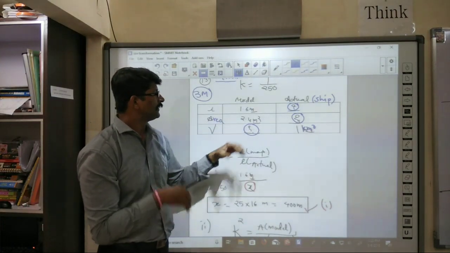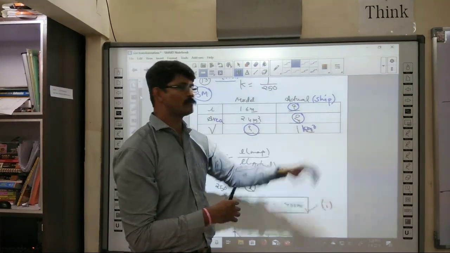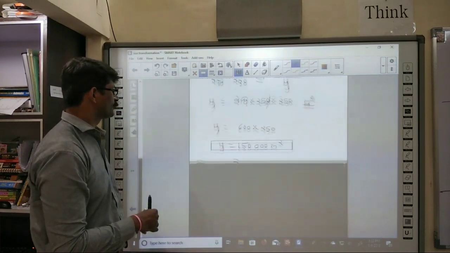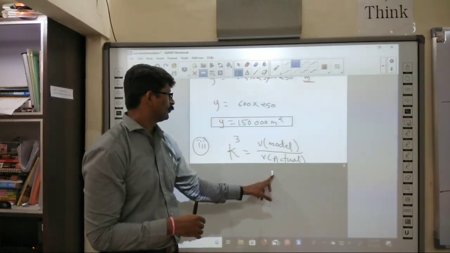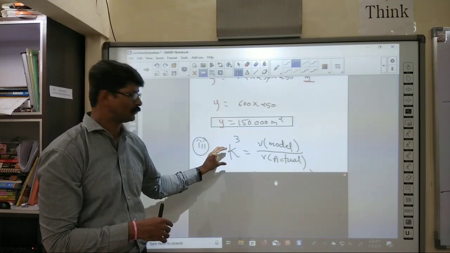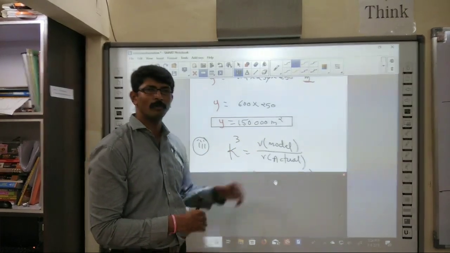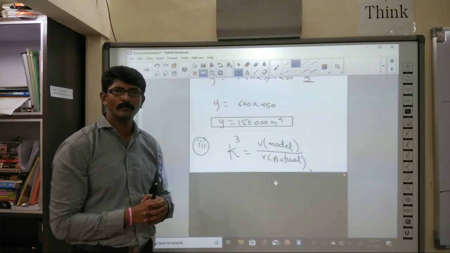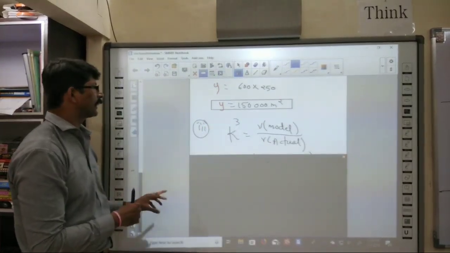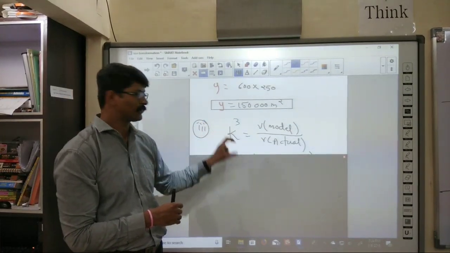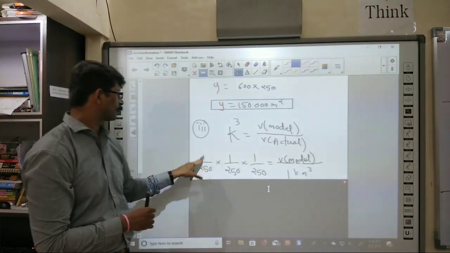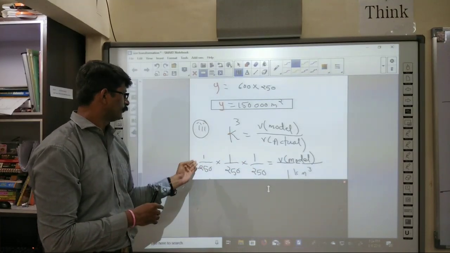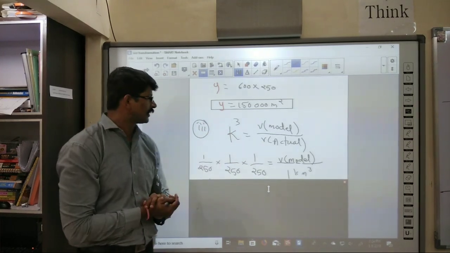Volume of model in case the volume of the shape is 1 kilometer cube. So what formula are we going to write, students, over here? See, whenever we calculate the volume, we write k cube. K cube is equal to volume of model upon volume of actual. And now how are we going to substitute this k cube? We will write 1 upon 250 into 1 upon 250 into 1 upon 250, because it's k cube. We have written 1 upon 250 3 times.